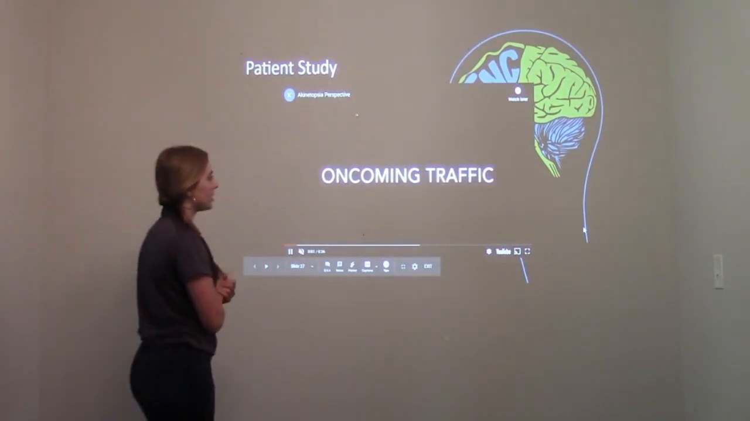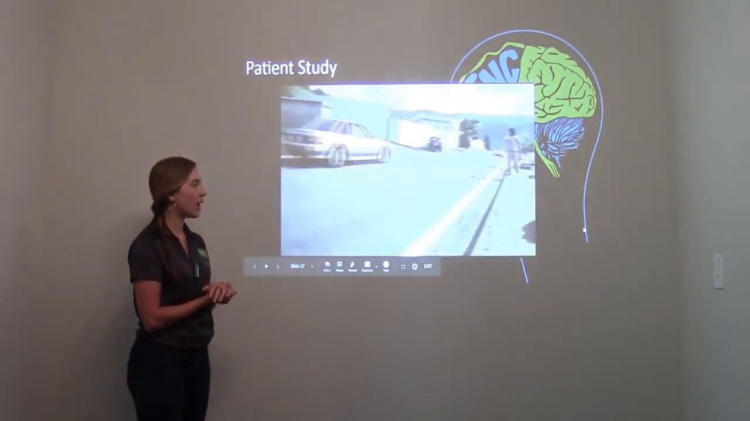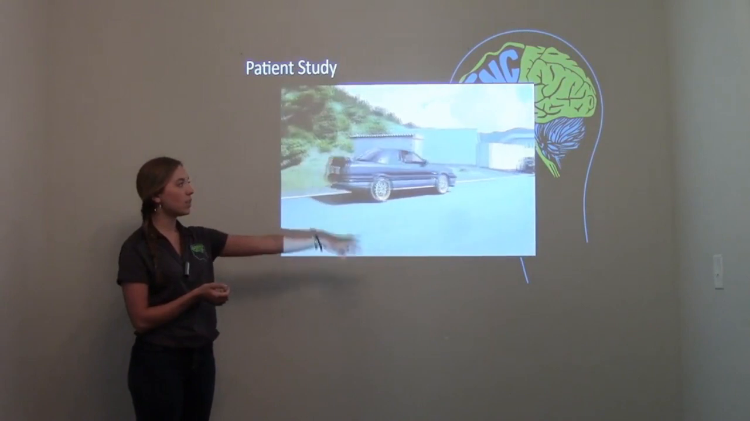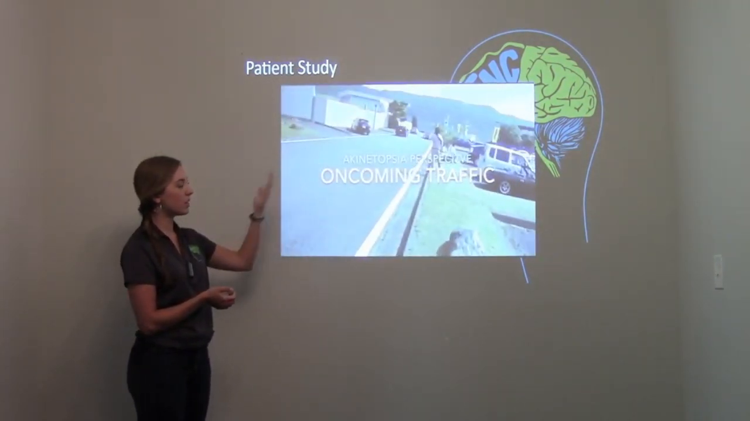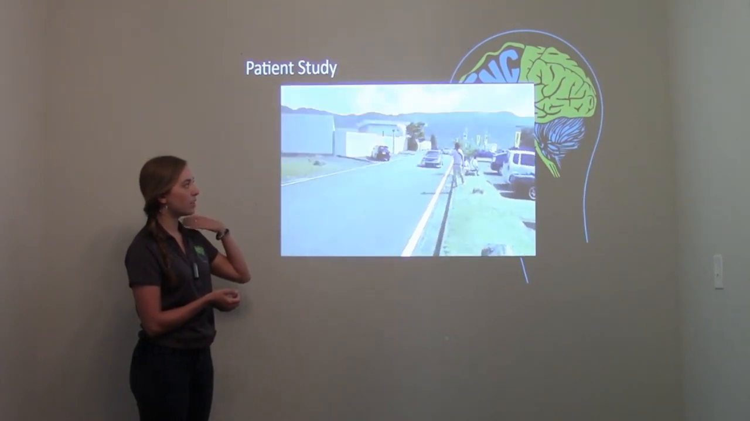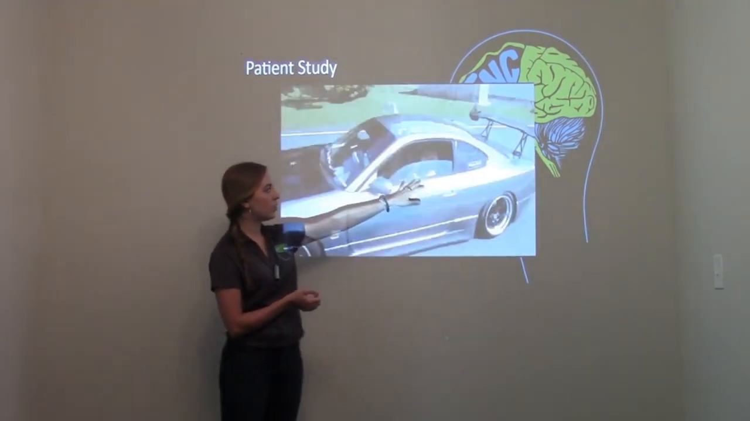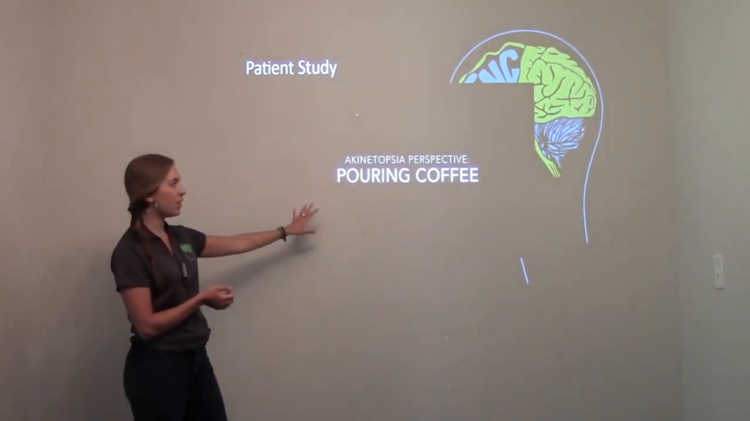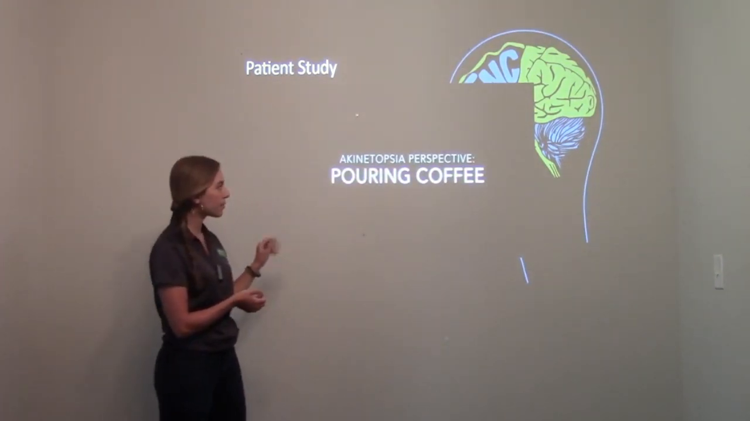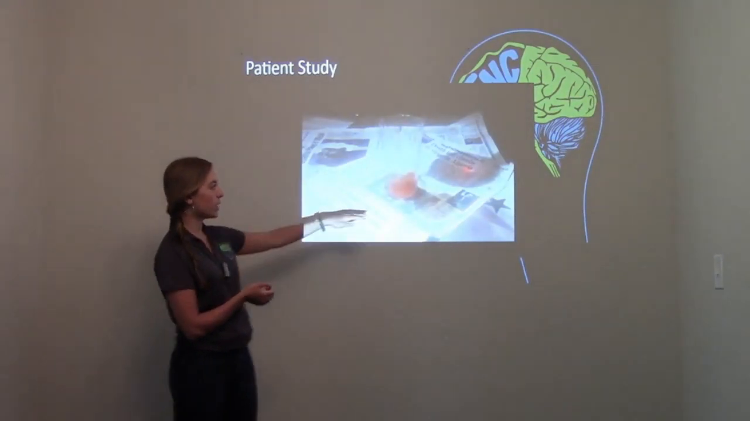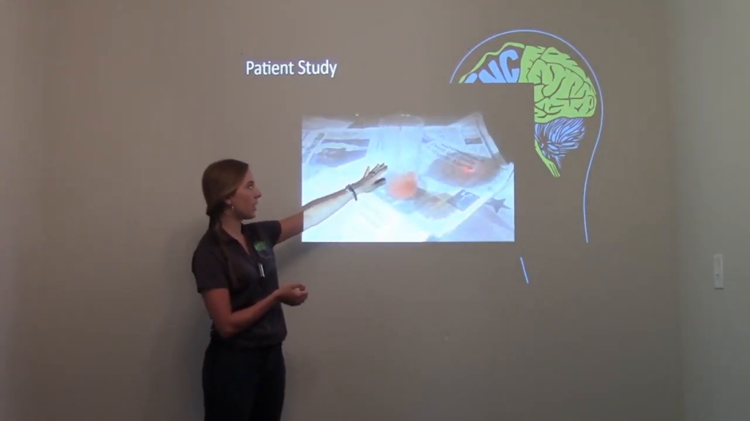So this is a quick 30-second video, oncoming traffic. As you can see, normally you're just going to see the cars coming back and forth. They're smaller and they're continuously getting bigger. Versus a person with this condition is just going to see them, and then all of a sudden they're going to see the car right next to them. It's going to be far away and then right next to them. Or when they're pouring a drink, they're just going to see it at particular levels.